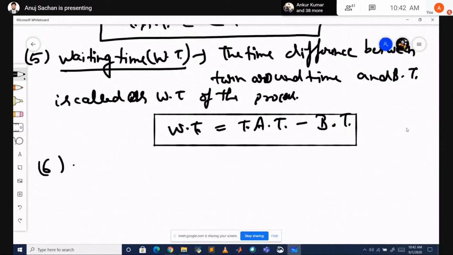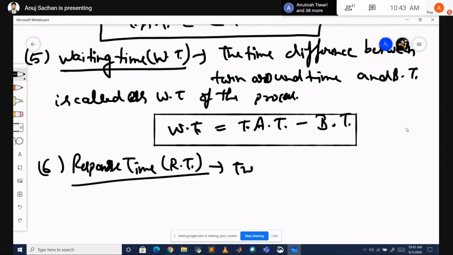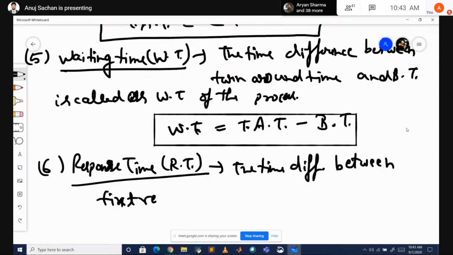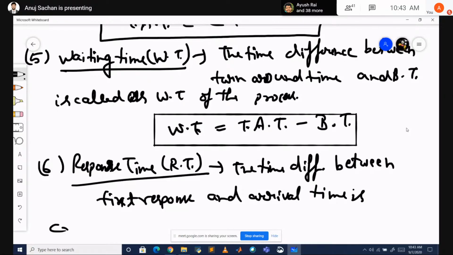इसके बाद आखिरी आपका रिस्पॉन्स टाइम। The time difference between first response and arrival time is called as response time.